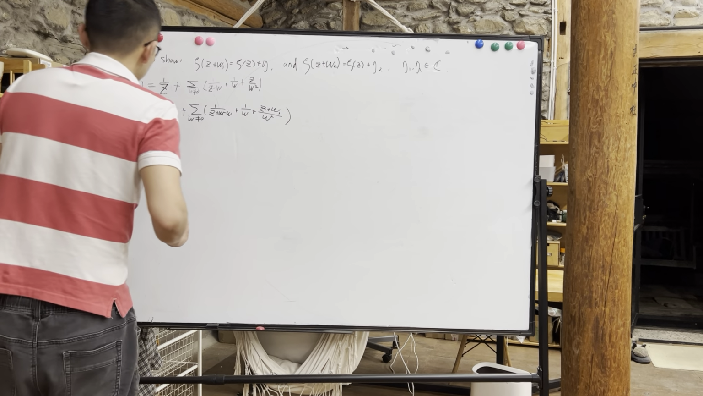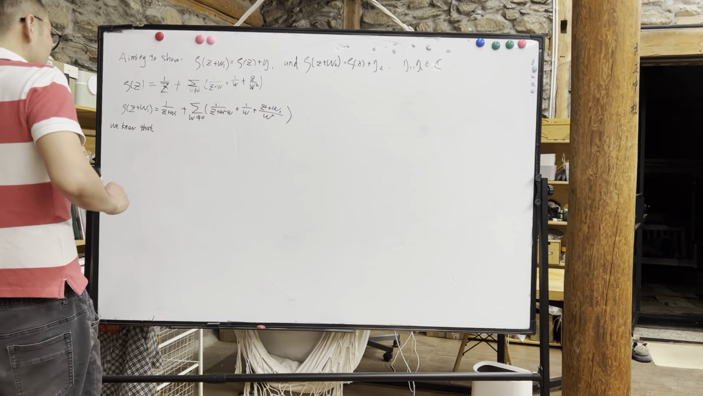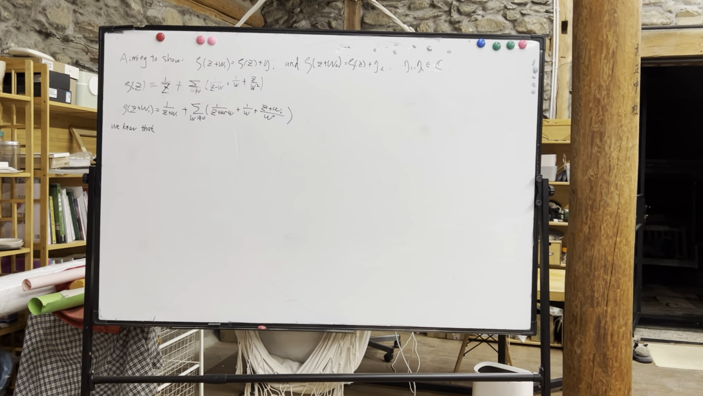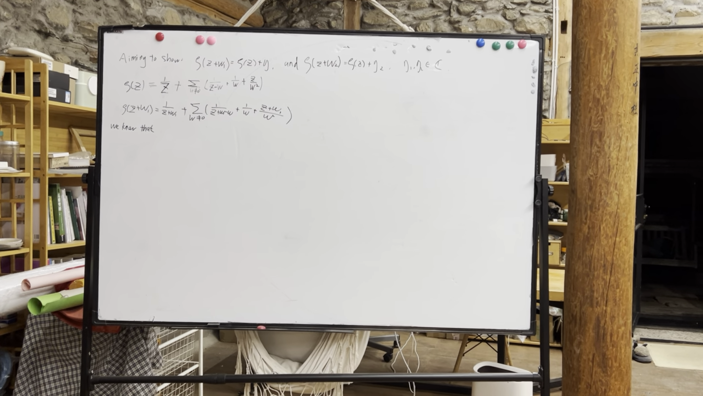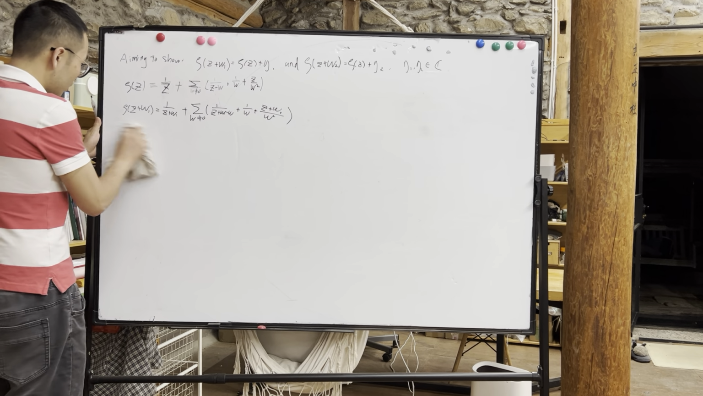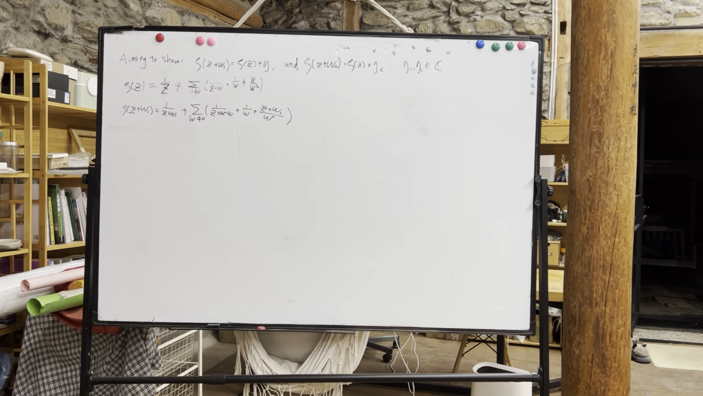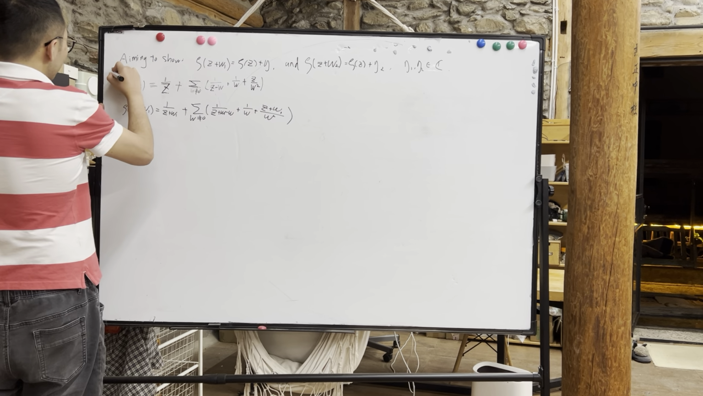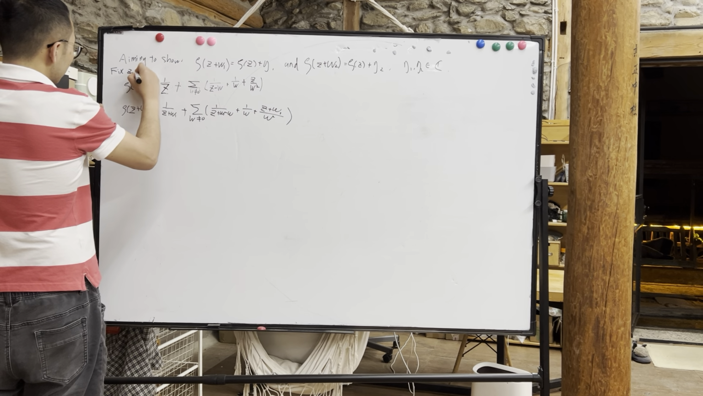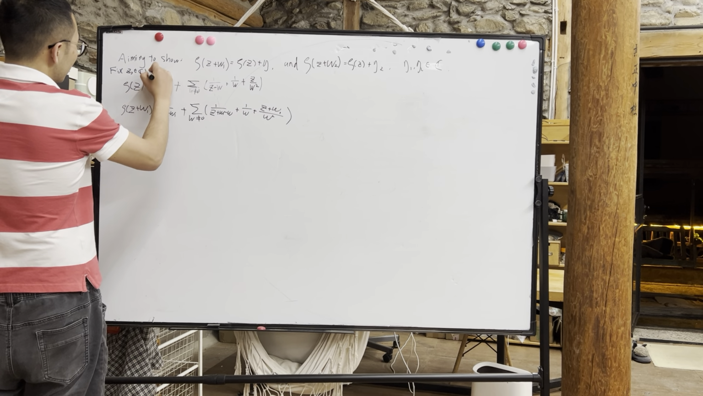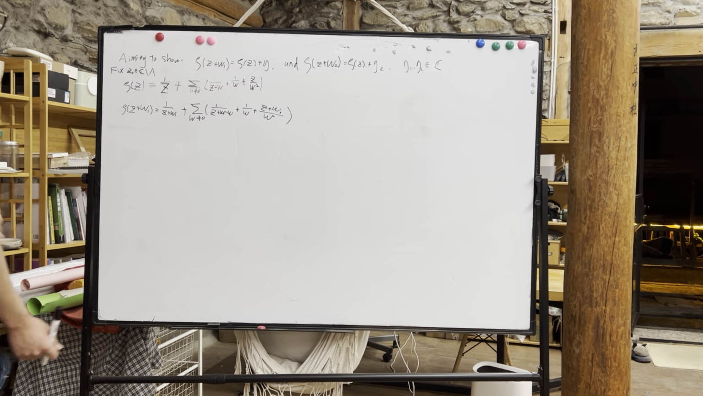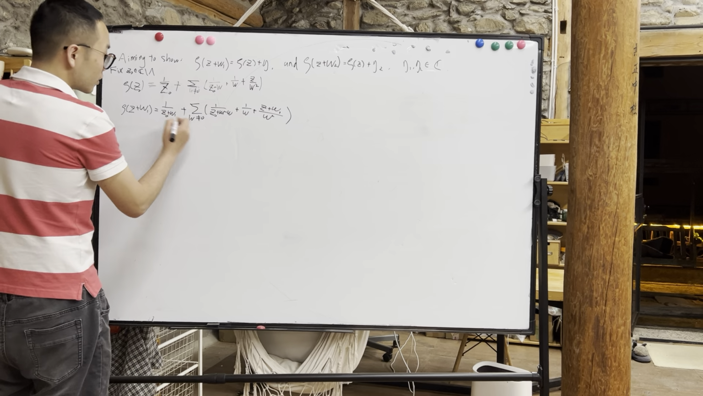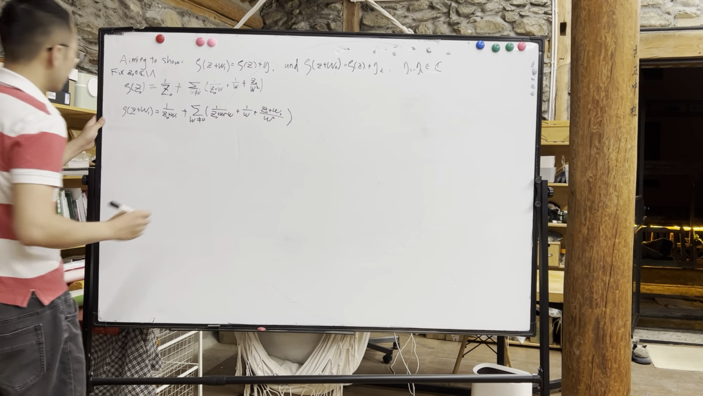So maybe let's just first fix one z naught in C minus the lattice points. And then we just replace every z with z naught.